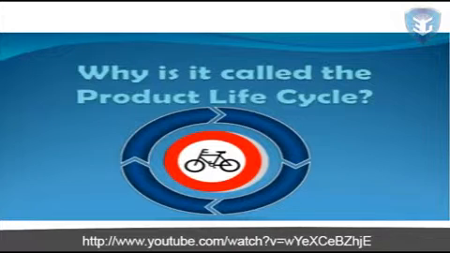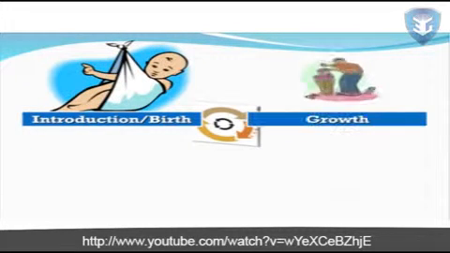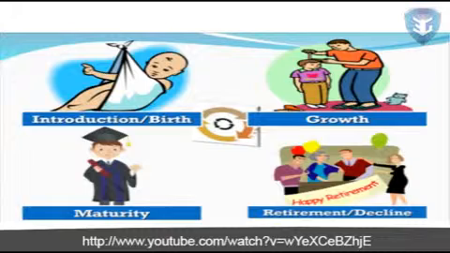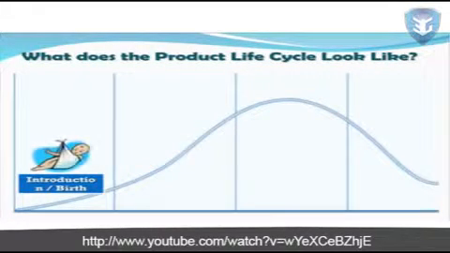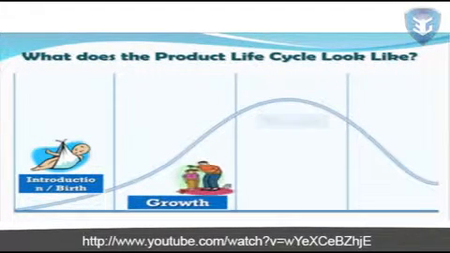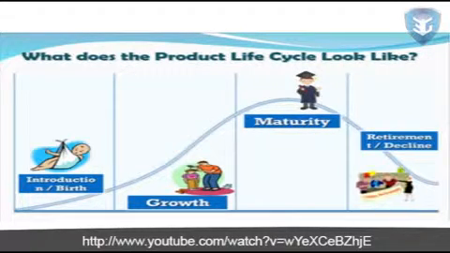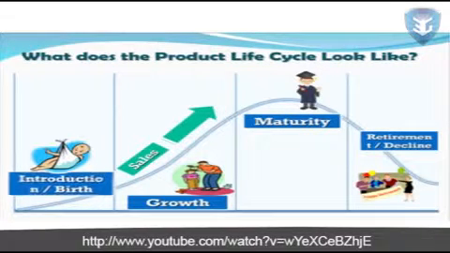When it gets to the end of its life, what needs to be done for marketers to continue the life cycle again? So the four stages: introduction or birth, growth, maturity, retirement or decline. How these four stages play out has to do with the sales, where the product starts, how it goes through the growth stage and sales increase, to the peak at maturity, to then the retirement and decline.